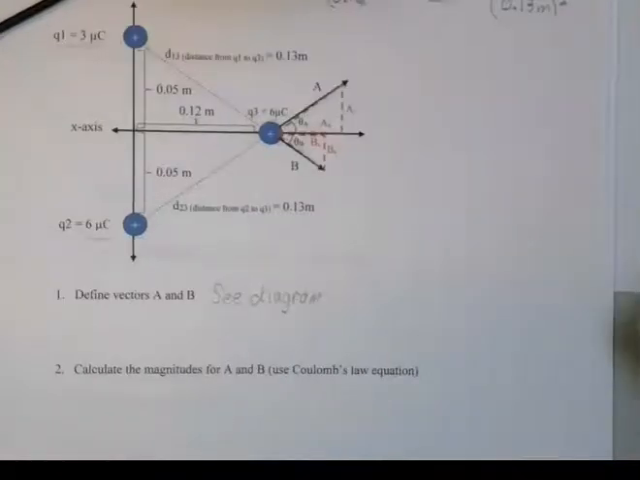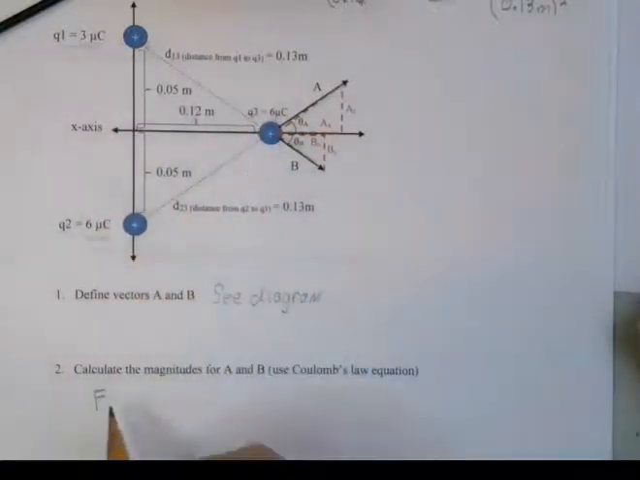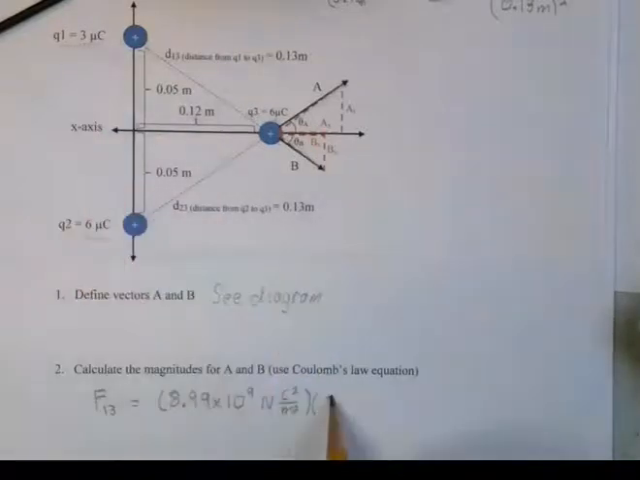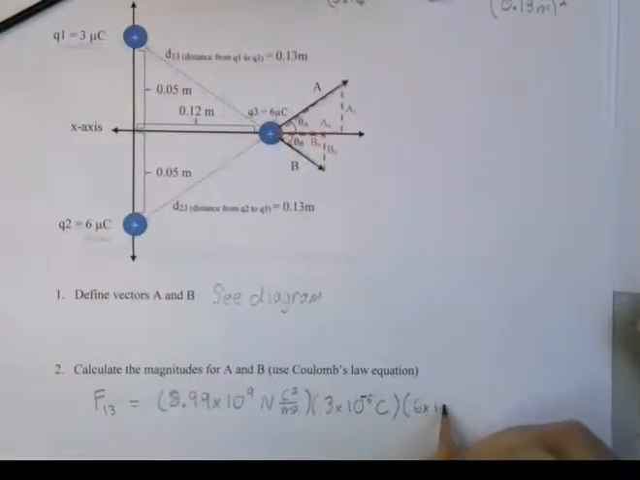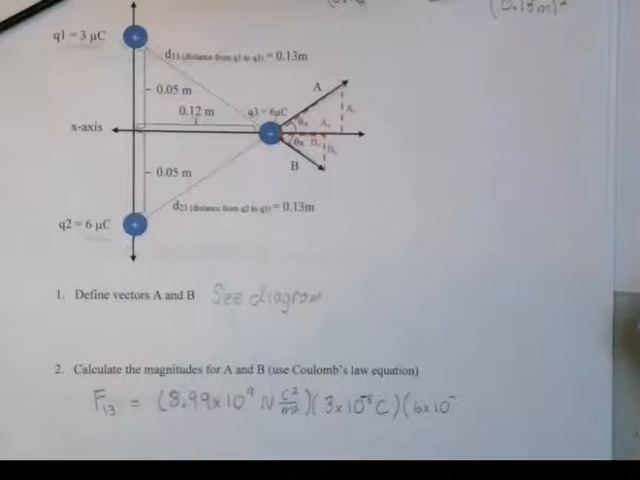Okay, so step 2 is calculate the magnitudes for A and B using Coulomb's law equation. So that's what I avoided doing in step 1, but let's go ahead and do it now. Sometimes it's a little challenge for me to keep everything on the screen that I want on the screen. I'll do the best I can. So the force between charge 1 and charge 3, again, this is 3 microcoulombs, this is 6 microcoulombs. So now F13, the force between 1 and 3 equals, now we're going to actually write out the numbers. 8.99. Okay, I pointed to this one accidentally. We're only interested in this relationship right now. We're not paying any attention to this relationship.